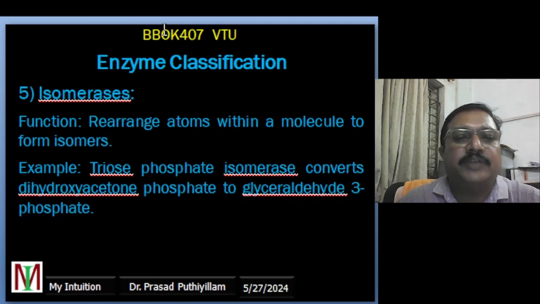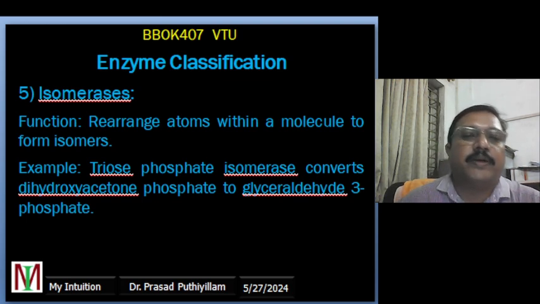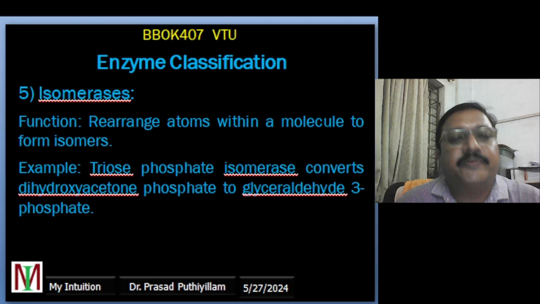Then comes the isomerases. Isomerases catalyze the rearranging of atoms within a molecule to form the isomers. You know what are isomers? Similar type of molecules. Okay, so triose phosphate isomerase catalyzes the conversion of dihydroxyacetone phosphate to glyceraldehyde 3-phosphate during glycolysis.